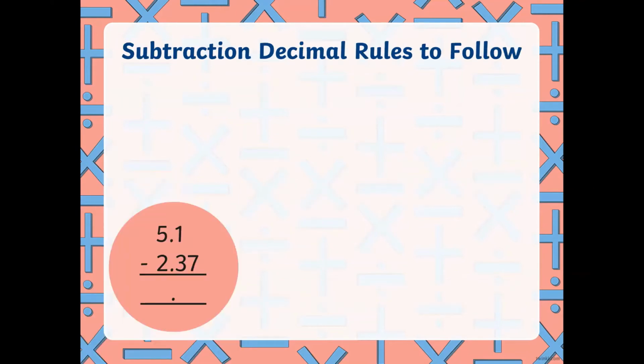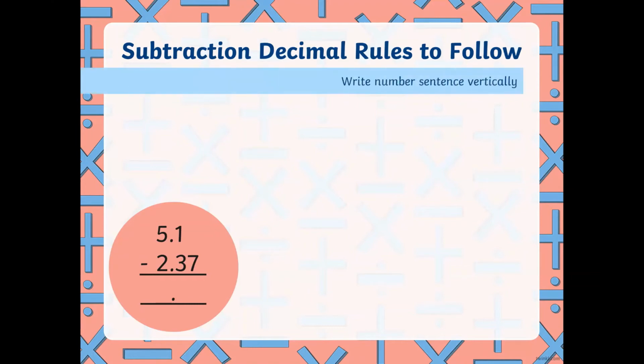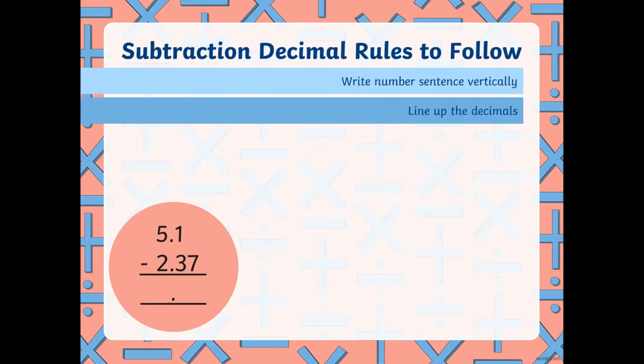I think if it's minus, it will be more difficult. Well, subtraction. Why don't you read the rules then for subtraction, Omsen? Yes. Go ahead, read out loud. Write number sentence vertically. Line up the decimals.